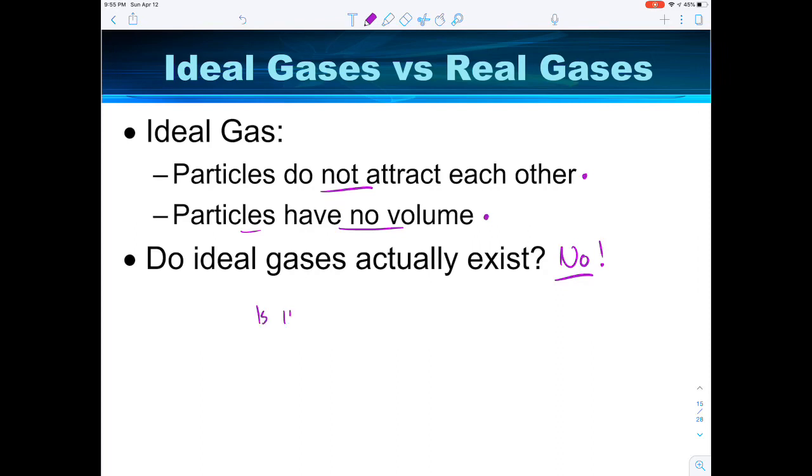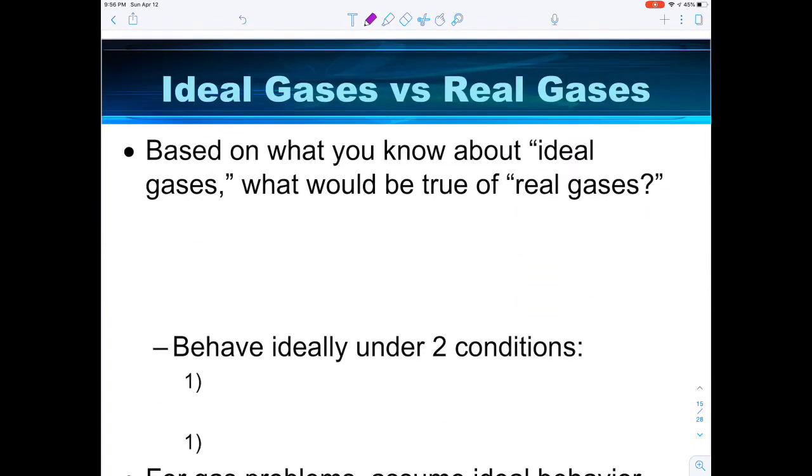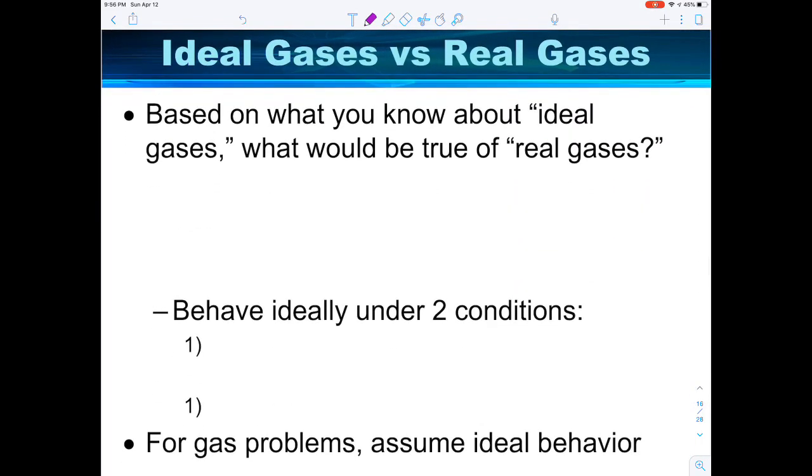But is it a good approximation? What do you think? Yes, it is a pretty good approximation most of the time. Okay, so based on what you know about ideal gases, what would be true of real gases? Like, in what way do real gases differ from ideal gases? Well, they have IMFs, and again, everything is technically a real gas, and they have particle volume.